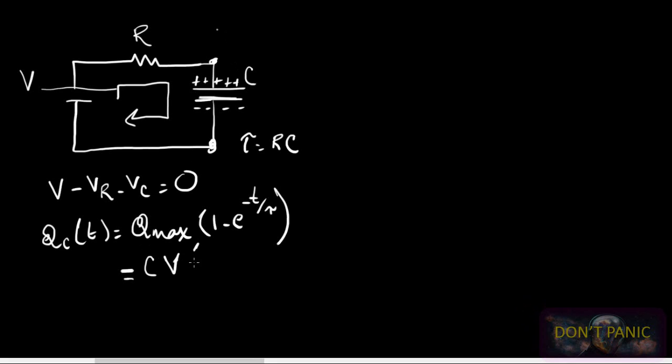So you can also rewrite this as CV times 1 minus e to the minus t over tau. So that is the charge. What about the voltage across the capacitor?